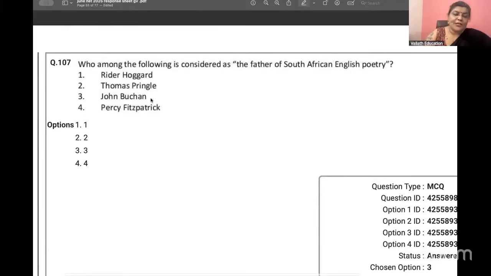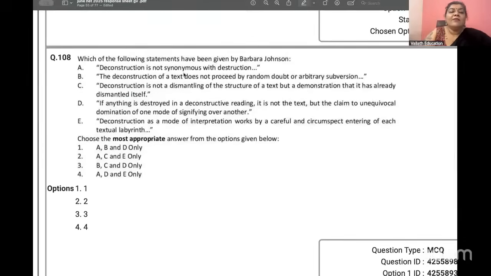Now, next one. Okay, father of South African poetry. I did not teach you. I did not know. You did not know also. So Thomas Pringle, we now learned. Good. Now, which of the following statements must be given by Barbara Johnson? Deconstruction is not synonymous with destruction. God knows. I don't know what she said.